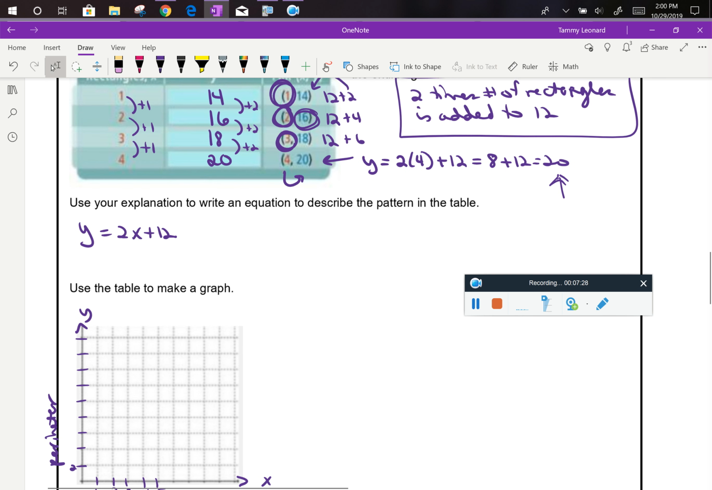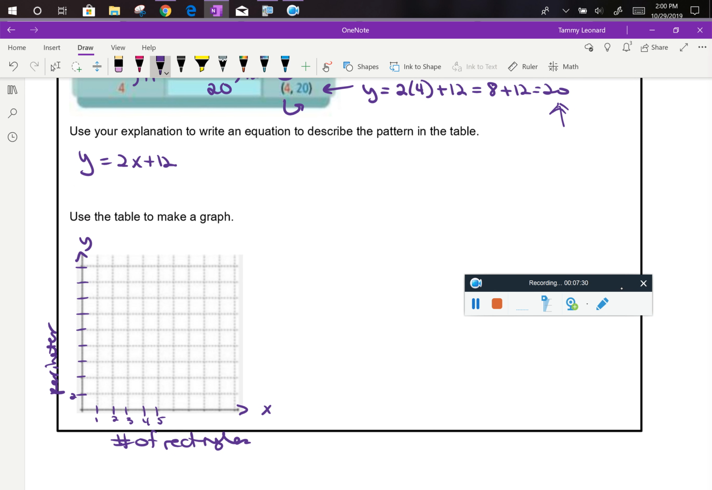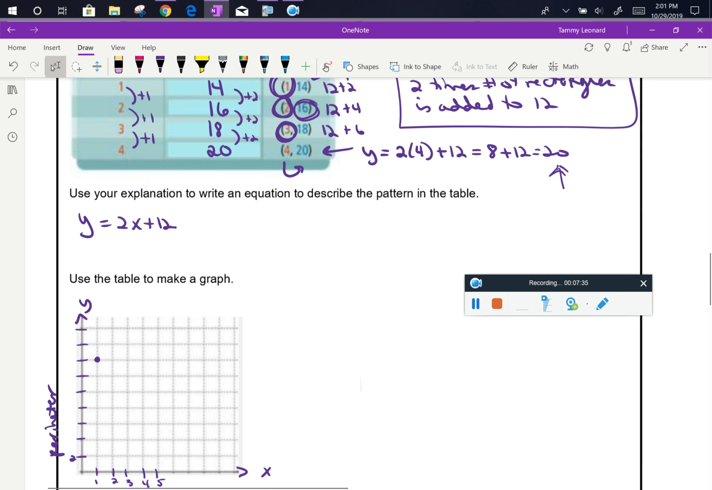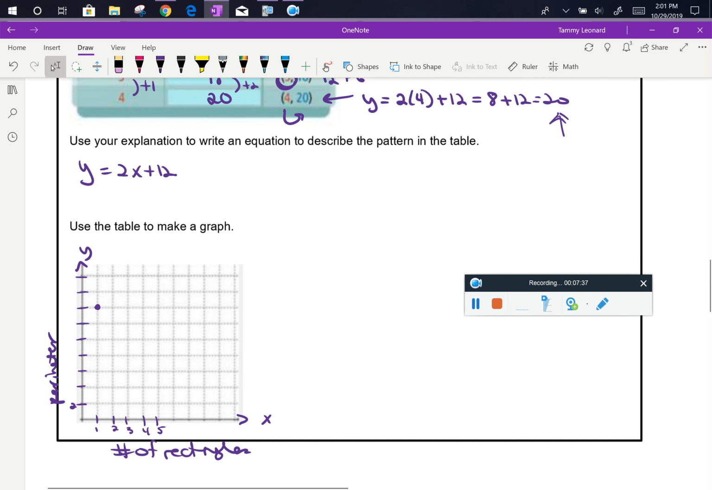So my first one is going to be at 1 and 14, so 2, 4, 6, 8, 10, 12, 14. My next one's going to be at 2 and 16, then 3 and 18, 4 would be at 20, so we can see that the pattern would be going up off the graph.